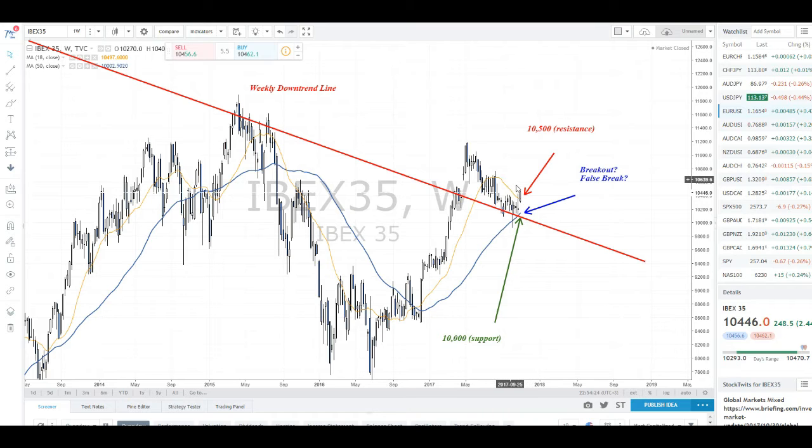But if the Spanish index price declines and closes back down below the fast MA line, consider it a false break scenario, a potential warning sign that can drive the Spanish index back towards 10,000 to test it as support, and maybe even break below and create a monthly false breakout signal.